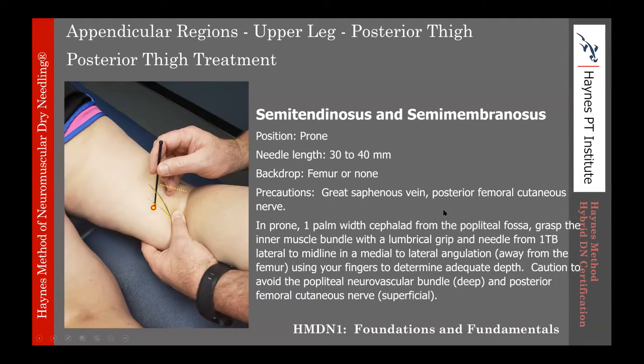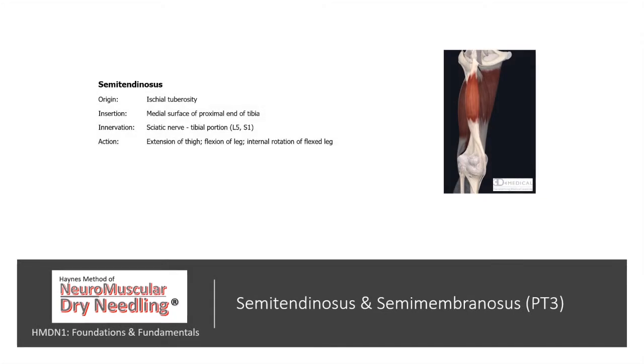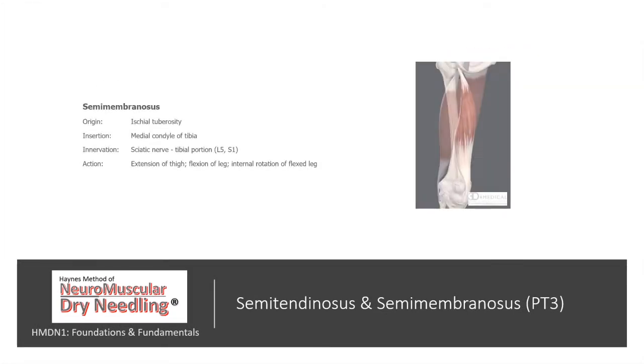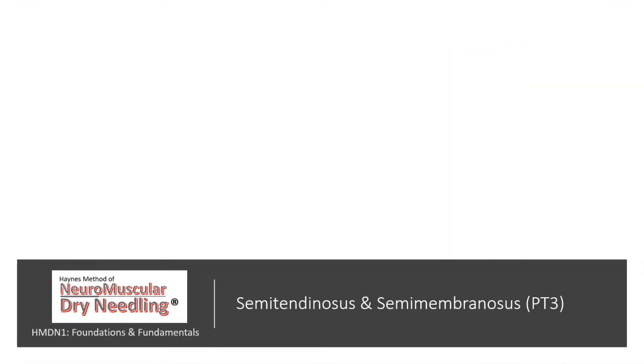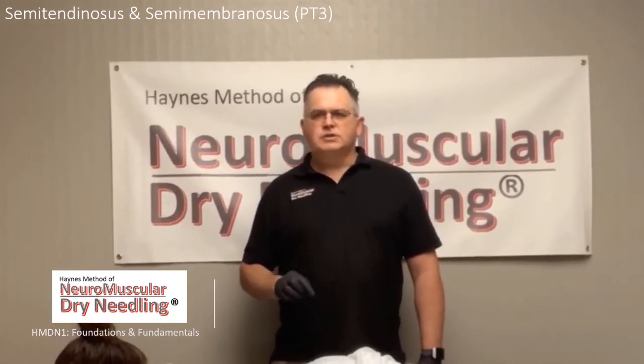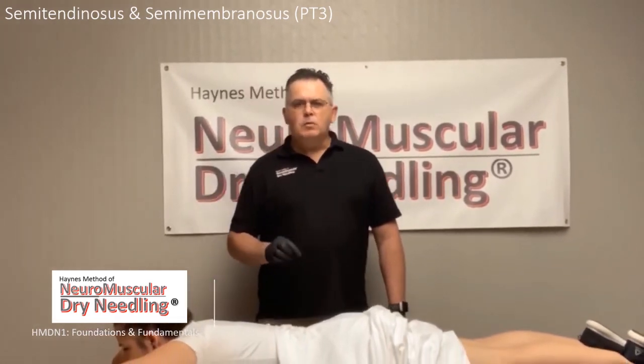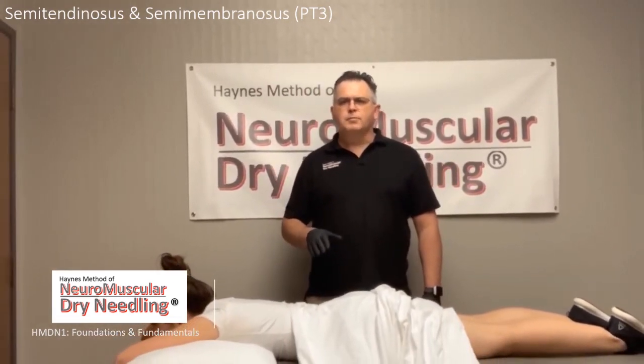All right, semitendinosus, semimembranosus. For the semitendinosus and semimembranosus, the patient will be in the prone position with a 30 to 40 millimeter needle. The backdrop here will be the femur or none. Precautions, the great saphenous vein, the posterior femoral cutaneous nerve. In prone will be one palm width superior to the popliteal fossa.